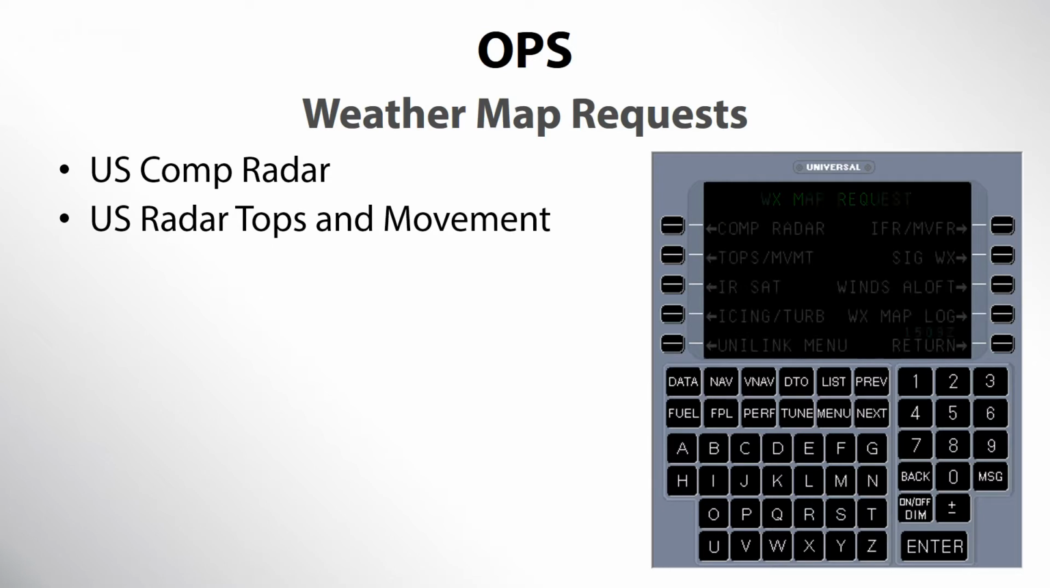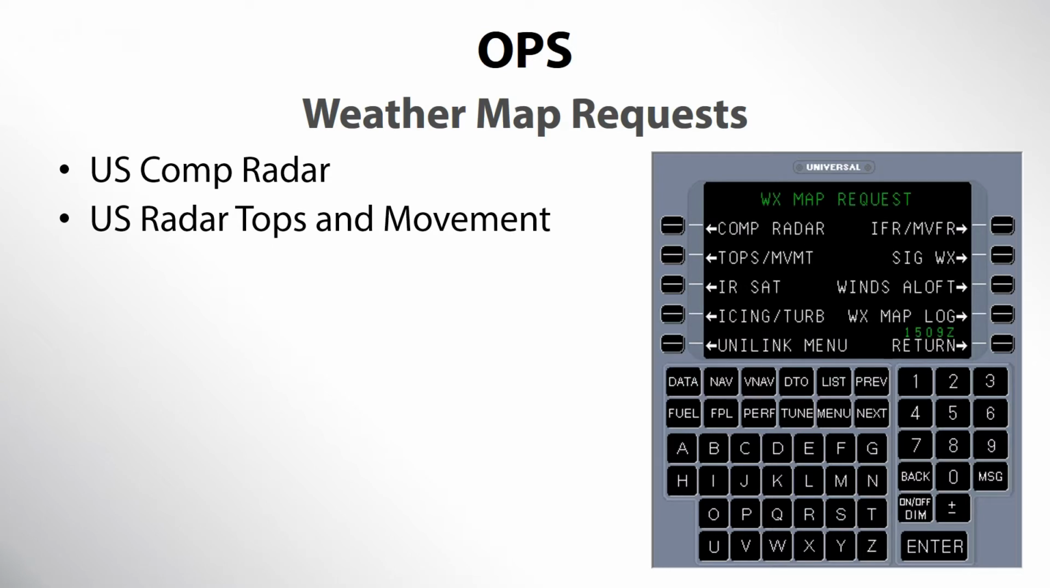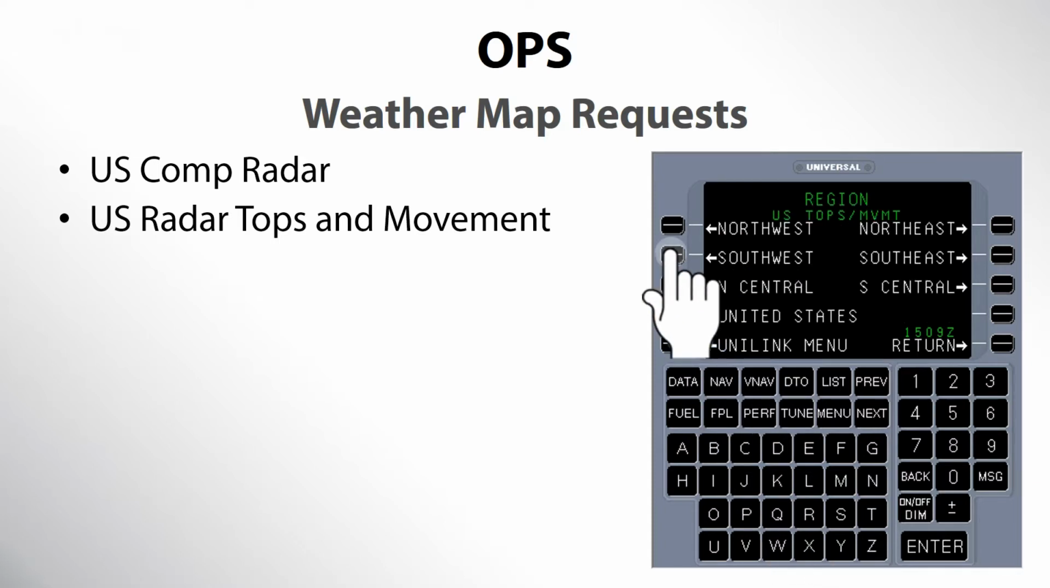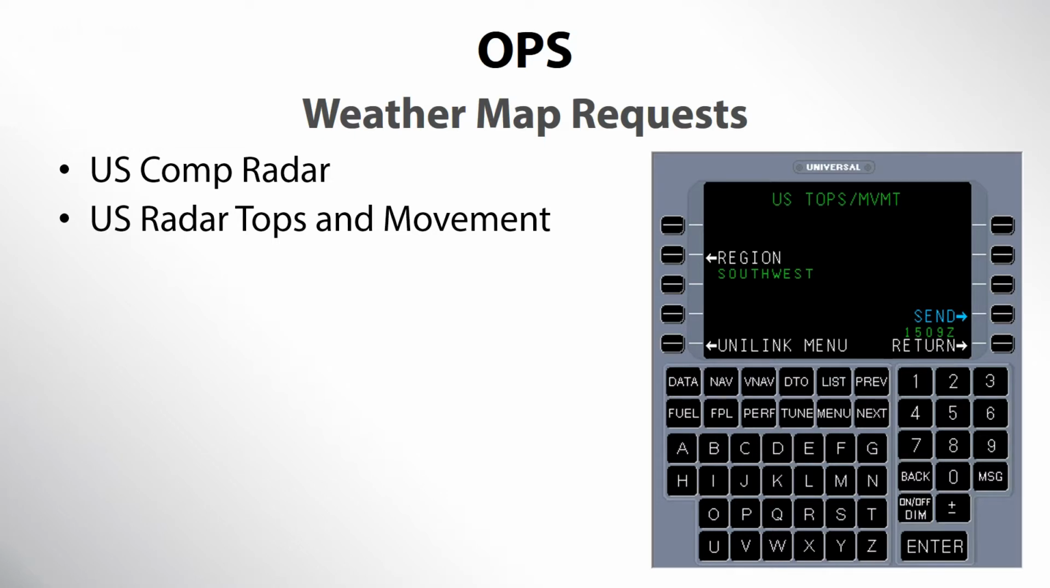The US Tops Movement page is used to request US radar tops and movement graphics from a specific geographical area. To request a tops and movement graphic, you need only select a region. The last selection will remain through system power cycles. Press Send to place the request in queue for transmission.